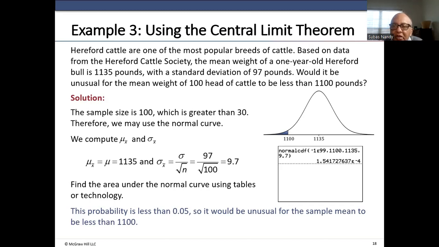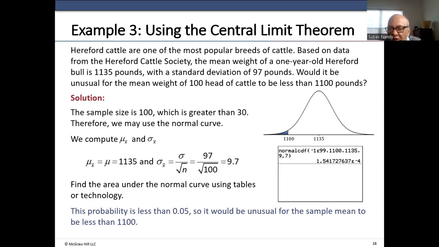Probability cannot be greater than 1. So even if you see a probability greater than 1, there must be something wrong. And that wrong is at the extreme right end of that 1.54, which is E minus 4. That means the first number 1 is at the fourth place after the decimal. So actually this probability is 0.00015, which is very small, less than 0.05. Hence, it is unusual for the sample mean weight of 100 cattle to be less than 1100.